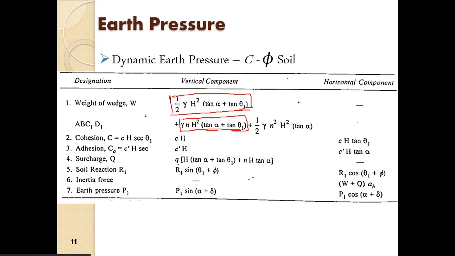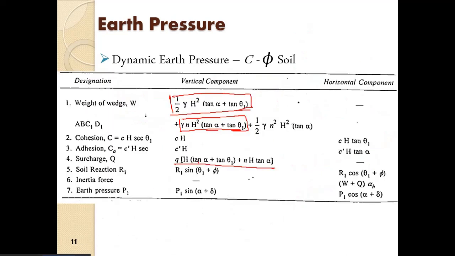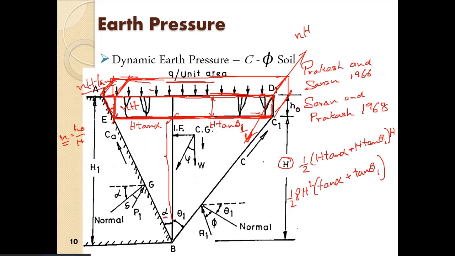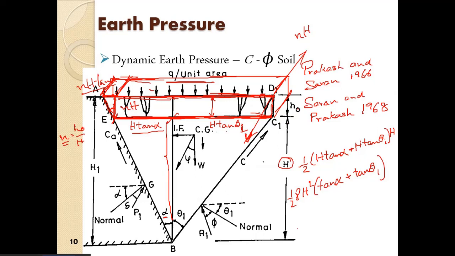So here you see, Q, they have considered here Q is per unit area, okay. So again, one unit length in this direction. So into this part plus this part, so total of this part, all right. So h tan alpha plus tan theta 1 is this length. So h tan alpha is this length, h tan theta 1 is this length, again n h tan alpha is this length, all right, into unit length. So into Q is the weight of the surcharge, all right.